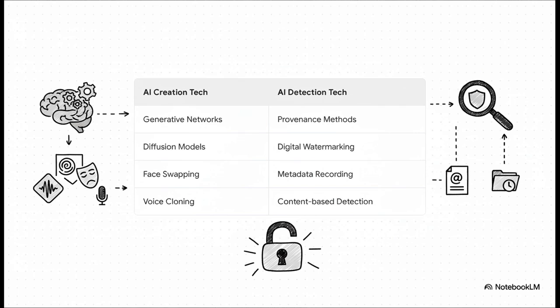On one side, you have all the tech used to create fakes, things like GANs and diffusion models. But on the other side, you have the good guys building the detection tools. They're working on stuff like digital watermarking, which is like an invisible stamp that says, hey, AI made this, or methods to track a file's history like a digital fingerprint. But it is a constant cat and mouse game. As soon as a new detection method comes out, the creation tools get better at fooling it.